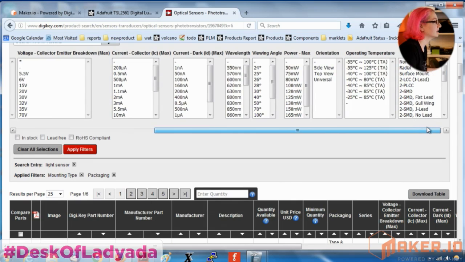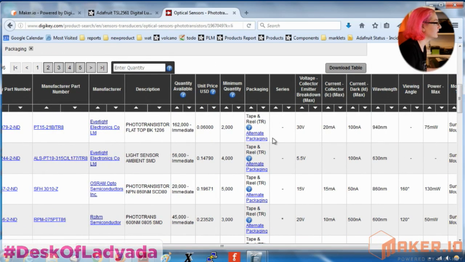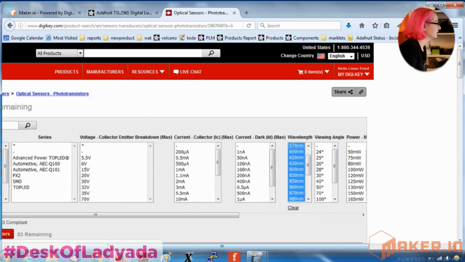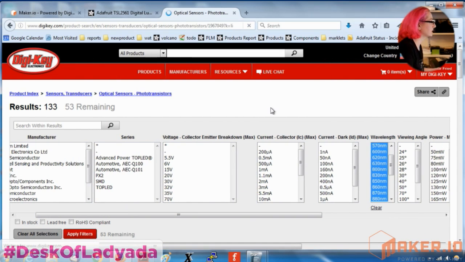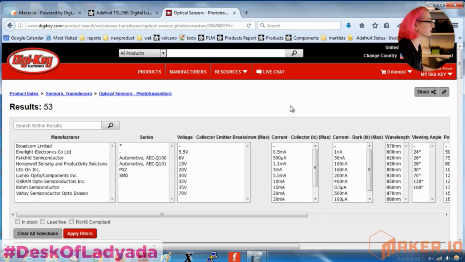You can decide what wavelength. The IR LEDs are the 900, so I'm going to get rid of the 900 nanometers. That leaves me only 53. Okay, now we're getting somewhere. These are the ambient light sensors, and then I can sort by price, because I'm not looking at all the IR LEDs.